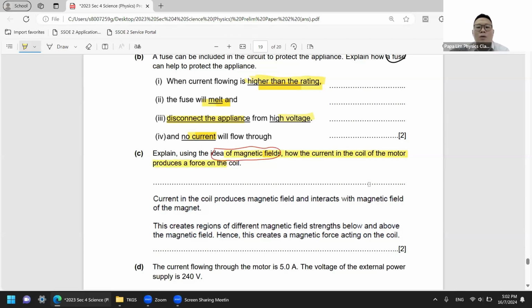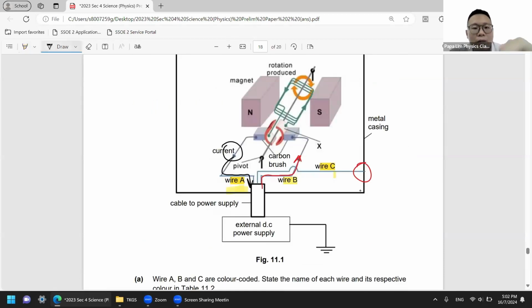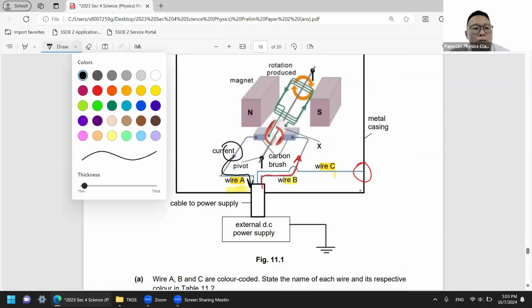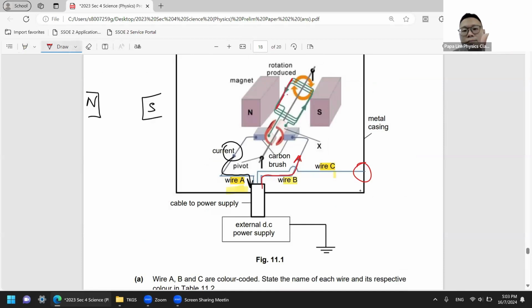So now how we are looking at this is, let's say I draw a side view here. So this is the north, this is the south. Now we look at the wire one by one first. So now I look at the wire on the left-hand side. So now let's look at this.